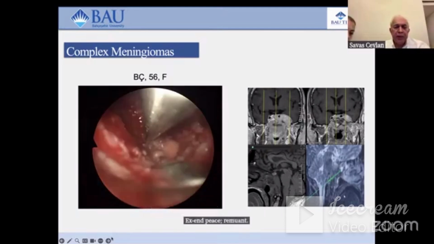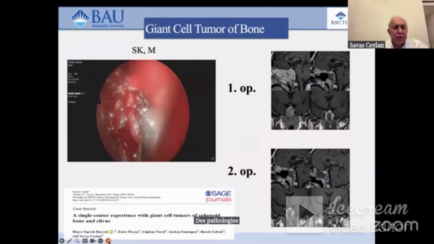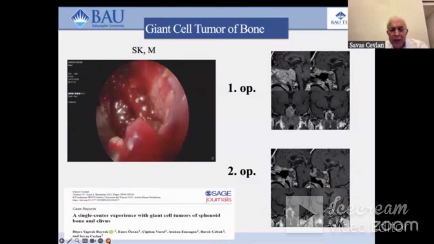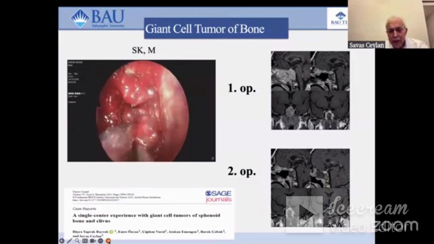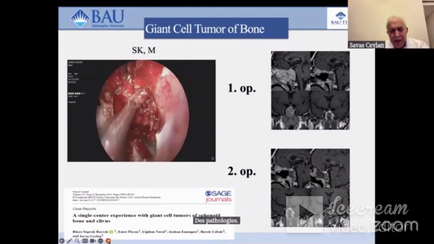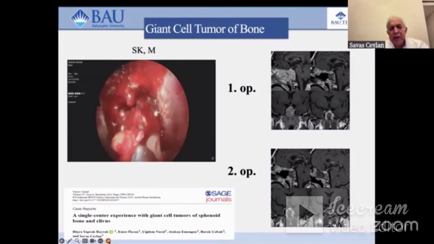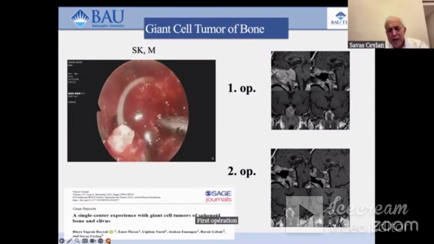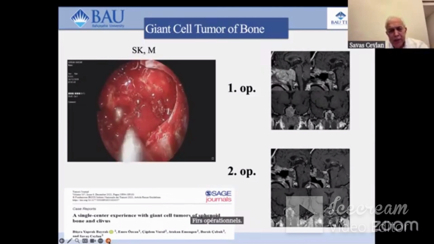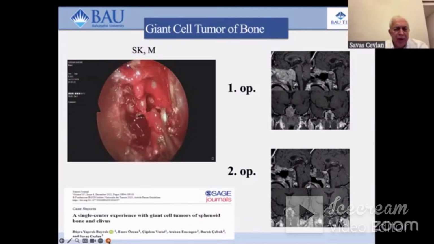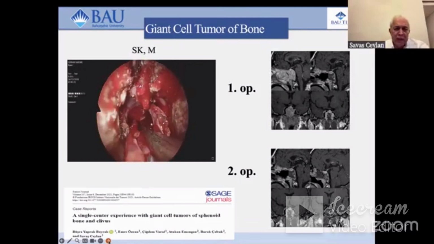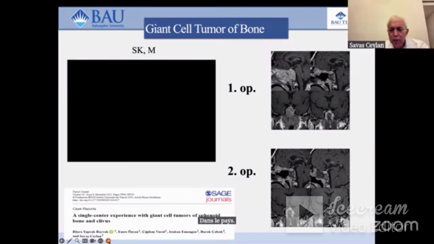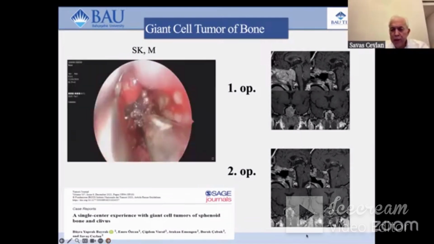The other pathologies: giant cell tumor. These are very interesting tumors. This tumor is very hemorrhagic. You can encounter massive hemorrhage and bleeding. In this case, therefore, we stopped the first operation. This patient was embolized. After embolization, this patient was operated on again, and this tumor was removed totally.